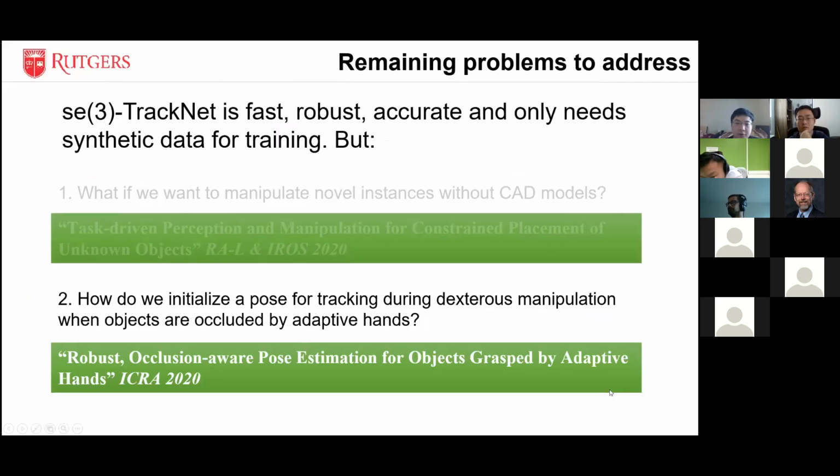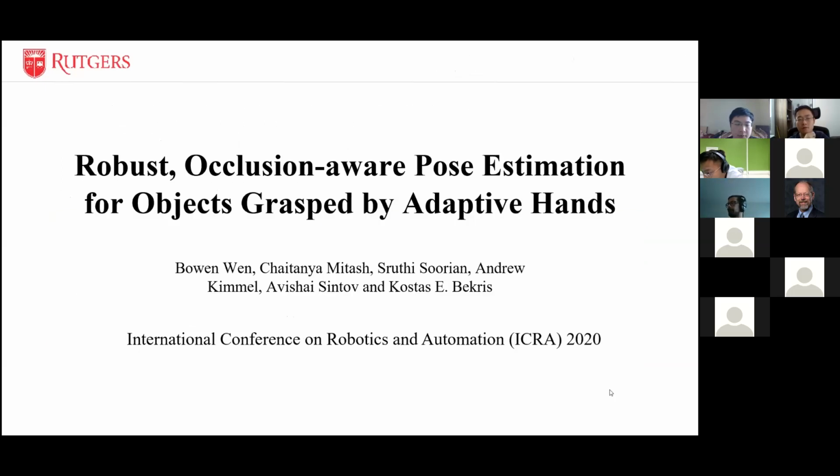So the second remaining problem is how do we initialize a pose for tracking during the dexterous manipulation when the objects are occluded by the adaptive hands? This paper, robust occlusion-aware pose estimation for objects grasped by adaptive hands, will try to answer this question, which is published in ICRA 2020.